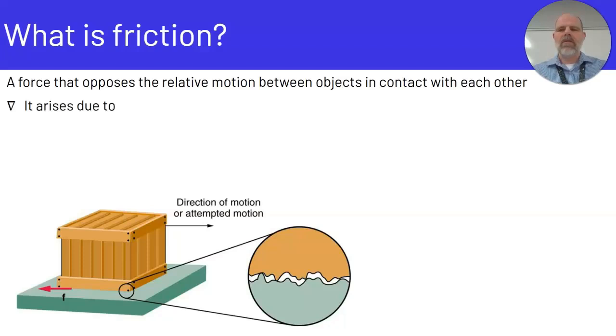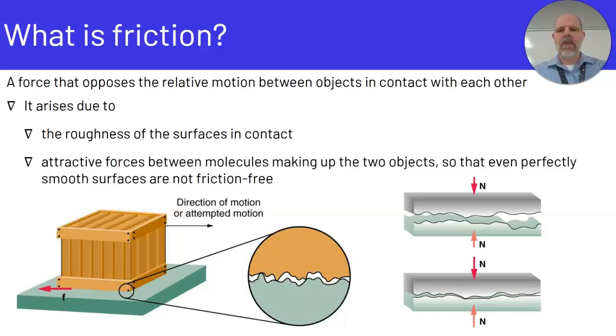So friction arises due to the roughness of the surfaces in contact, as you can see in the diagram, and due to the attractive forces between molecules making up the two objects, so that even perfectly smooth surfaces are not friction-free. This is as opposed to the repulsive forces between the electrons that make up surfaces, which cause the normal force.